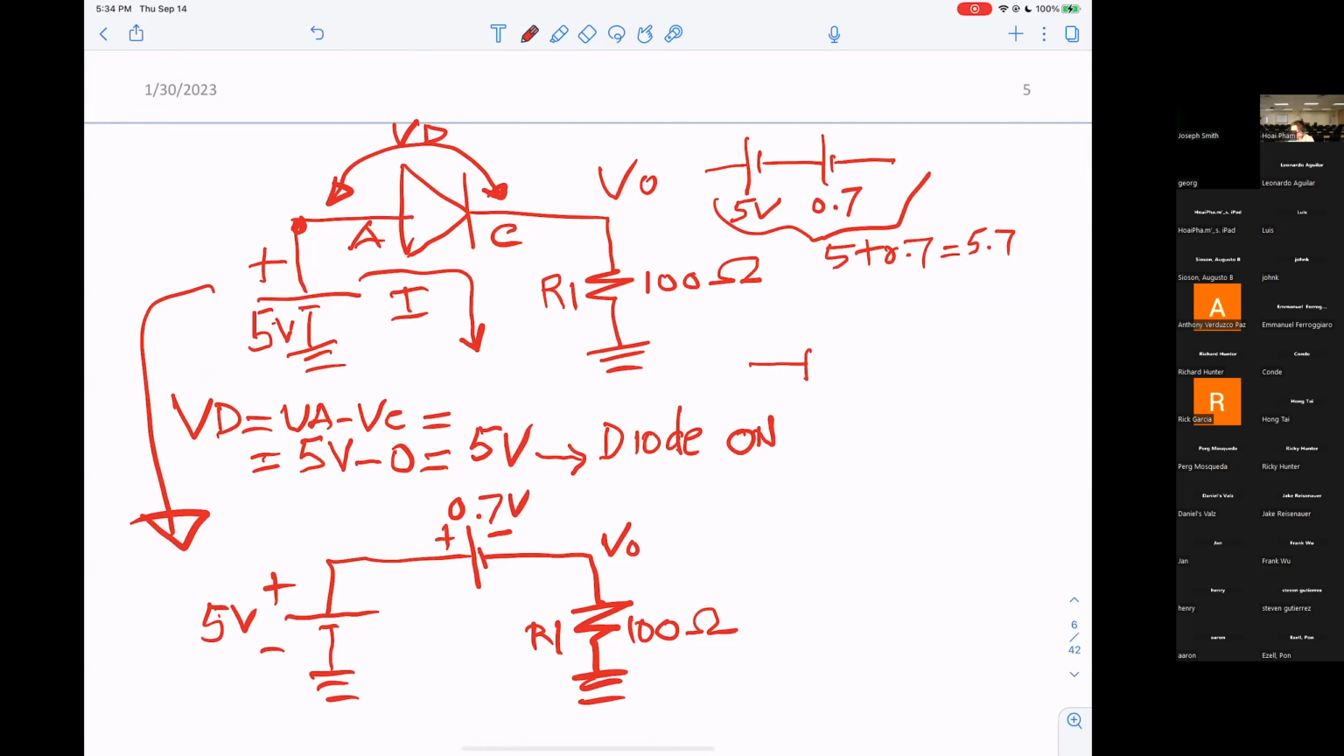Now, if you get connected with negative, positive, positive, negative, 5 volt, 0.7. So the voltage will be 4.3. Perfect. 5 volt minus 0.7 volt, 4.3.